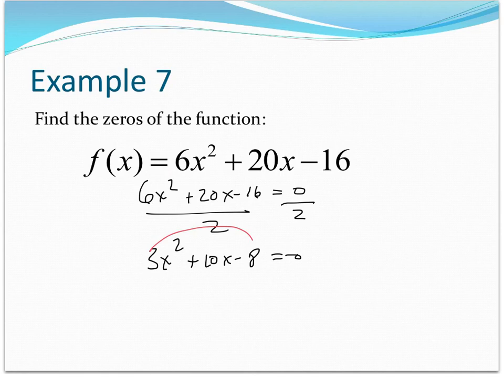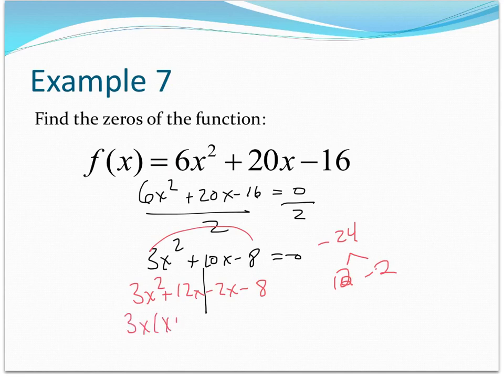So I multiply the 3 and negative 8 together, and I get a negative 24. What two numbers multiply to negative 24 but also add to a positive 10? That would be a positive 12 and a negative 2. So I'm going to split this into 3x squared plus 12x minus 2x minus 8. Group, so I'm going to split it down the middle. The greatest common factor on the left side is 3x. I'm left with an x plus 4. Negative 2 on the other side, which also leaves me with an x plus 4.